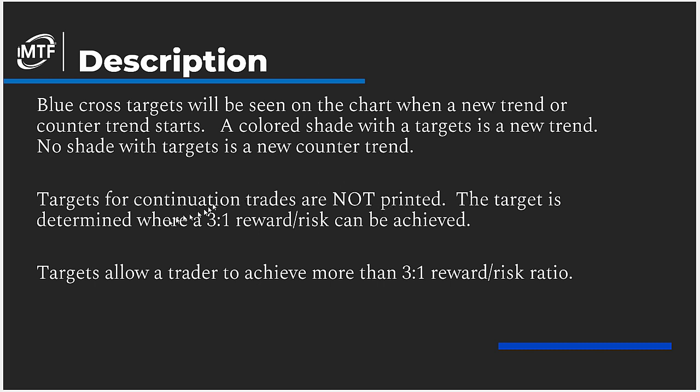If the target is not printed, you go to the method that we went through in the iMTF strategy, which is determining where the 3-to-1 reward risk ratio is, and that will be your target. Targets allow a trader to achieve more than a 3-to-1 reward risk ratio when you have those blue cross targets.